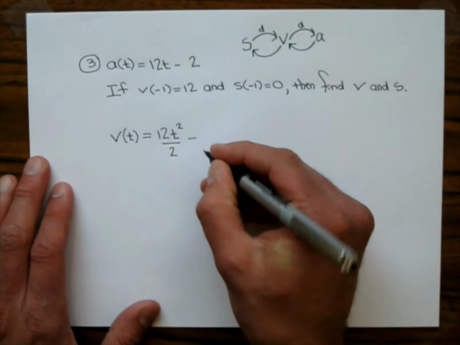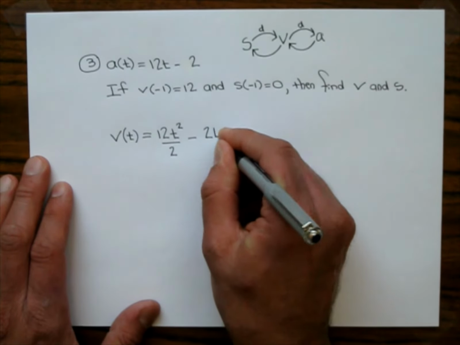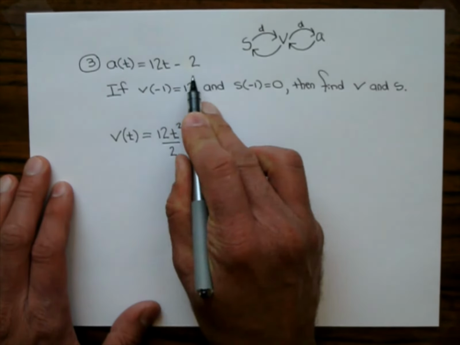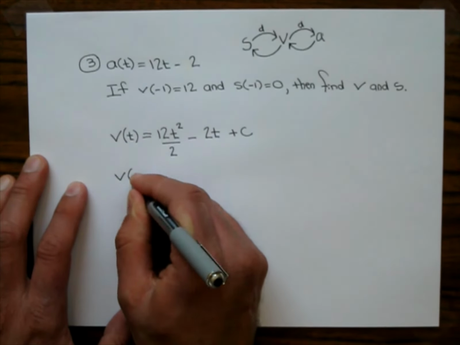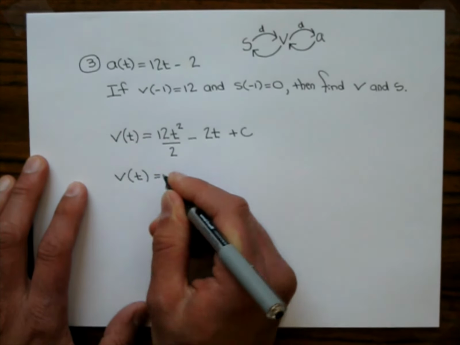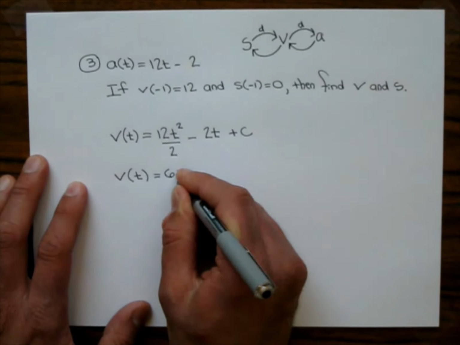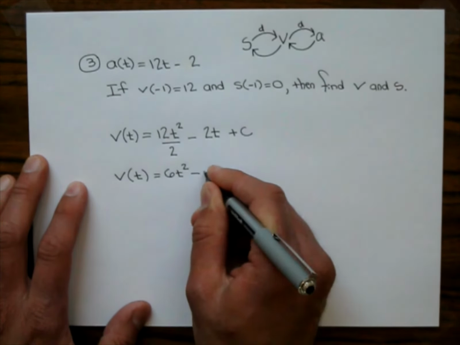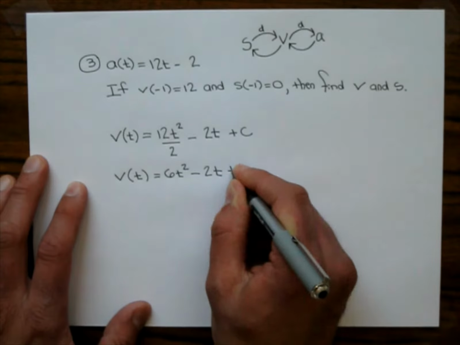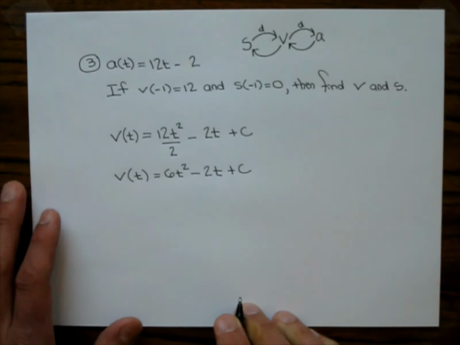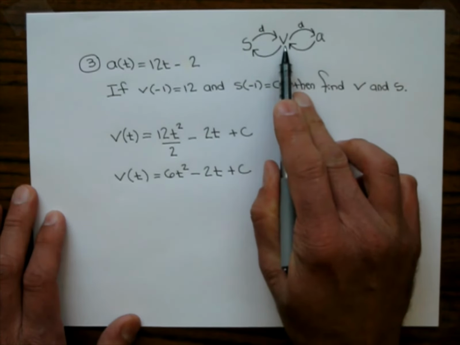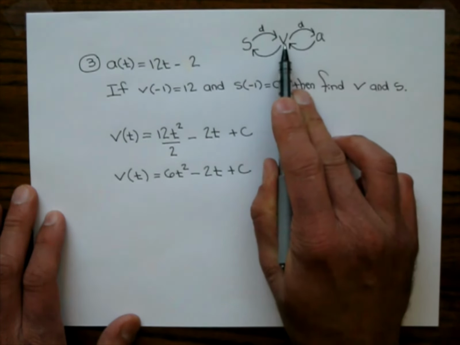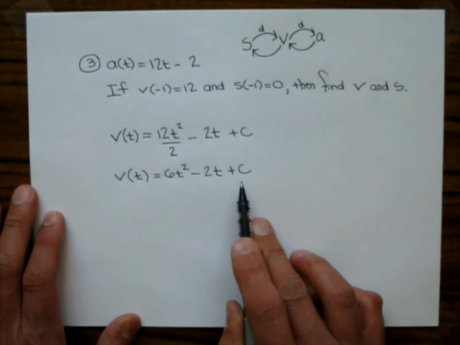So the antiderivative of 2 is 2t. So this is -2t, because there's a negative. And then I put a plus c. So the velocity function equals 6t squared minus 2t plus c. Okay. Now, I could go back again, but I think I'll find out what c is.